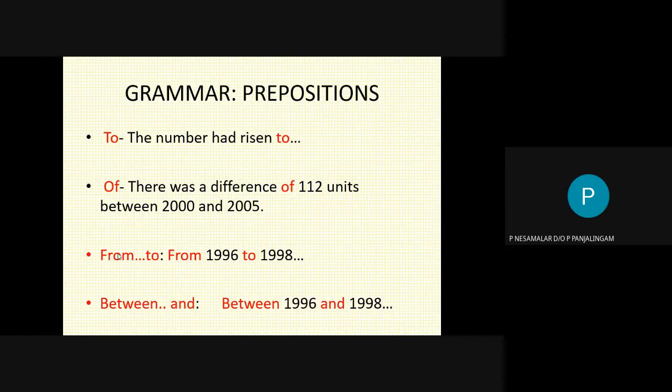Now from goes with to. Many students write from until. Please do not do that because from goes with to. So from 1996 to 1998. Alternatively, you could use between and. It's the same meaning, synonym. Between 1996 and 1998.